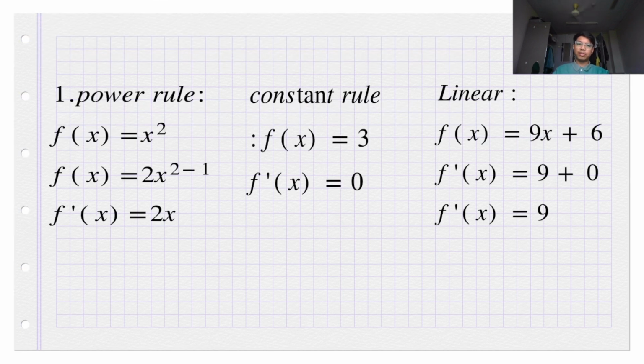For the techniques of differentiation, first we have power rule. Power rule is to differentiate a single function. To use power rule, we will take the power and multiply it by the number in front of the variable, and then we minus 1 to the power. For constant rule, a number without a variable will immediately become 0.